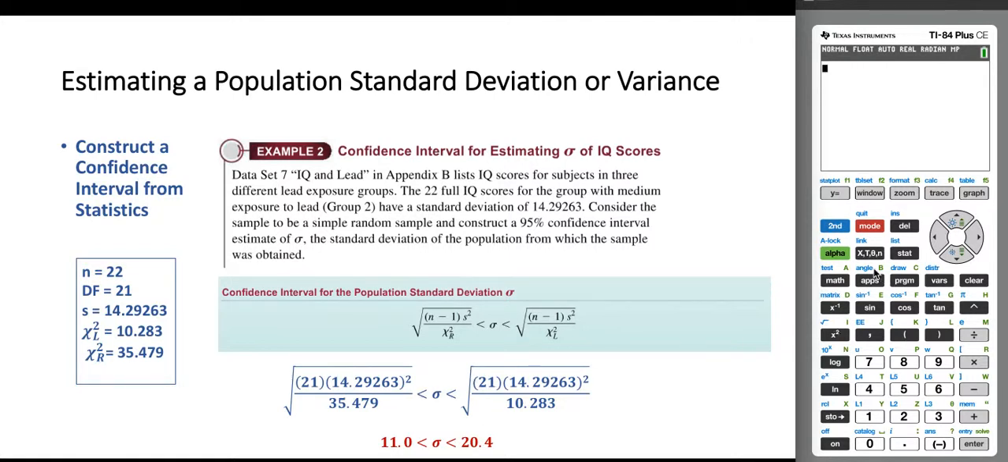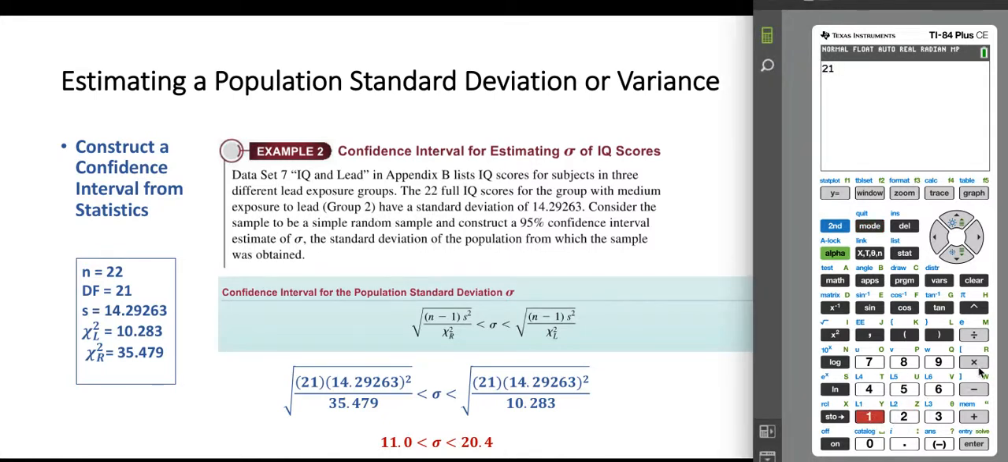So let me show you how to do this on the calculator. The answer is written here, rounded to 1 decimal place. So let me show you how we would do that on our calculator. So on the calculator, I'm going to do 21 times 14.29263.